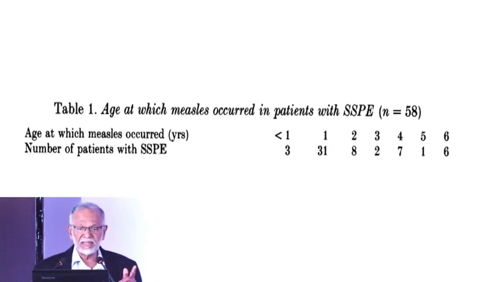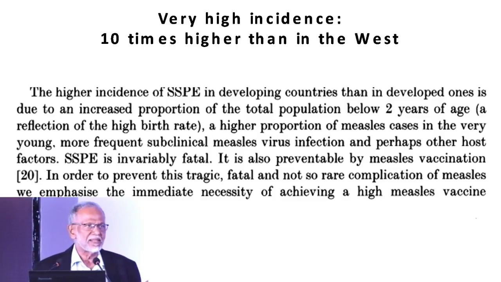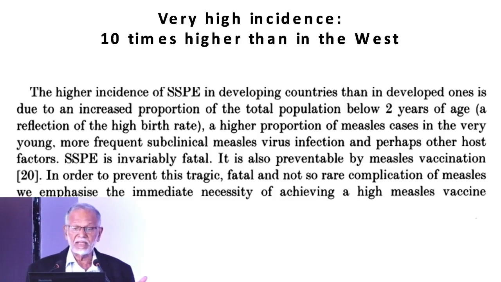The age at which measles had occurred in children who later on developed SSPE, less than 1 and 1 put together is the bulk of the, add 2 also. So less than 2 years of age at the time of getting measles is one risk factor for subsequent development of SSPE. What we found was 10 times higher incidence than reported in the West. The reason being increased proportion of the total population under 2, of course. So therefore, there will be more measles for populations.